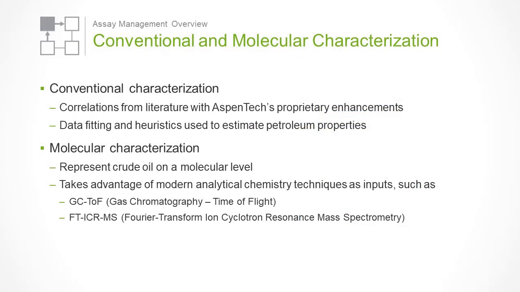When characterizing an assay, you can choose to use conventional or molecular characterization. Conventional characterization is based on correlations from literature with AspenTech's proprietary enhancements. It uses data fitting and heuristics to estimate petroleum properties. Molecular characterization is based on algorithms that represent crude oil on a molecular level by taking advantage of modern analytical chemistry measurements such as GC-TOF and FT-ICR-MS as inputs.